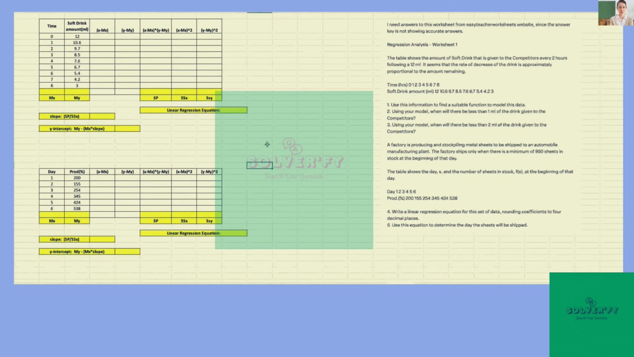The table shows the amount of soft drinks that is given to the competitors every 2 hours following a 12 ml dose. It seems that the rate of decrease of the drinks is approximately proportional to the amount remaining. Okay, so then it says use the information to find a suitable function to model this data. Using your model, when will there be less than 1 ml of the drink given to the competitors?